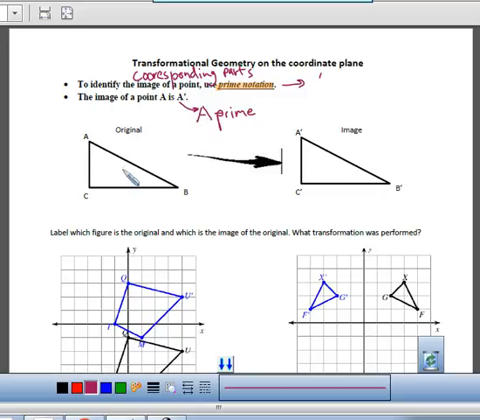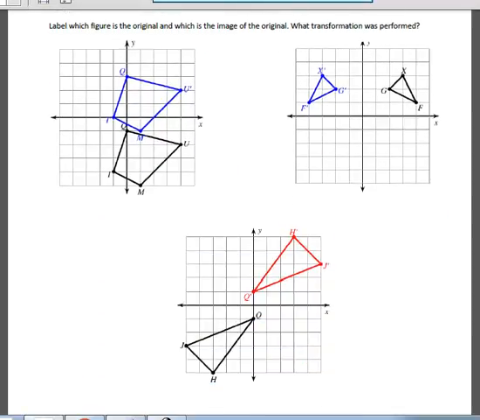So here's the original figure. Here's the image. By the way, this is a translation because it was a slide, moved from here to here. A becomes A prime. This is the image. C, C prime. B, B prime. All right. So this is the corresponding point to A. This point corresponds to C. This point corresponds to B. All right? Okay, so let's take a look at some examples below so we really understand it.